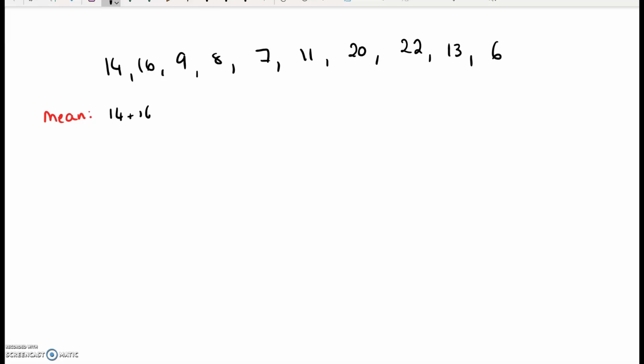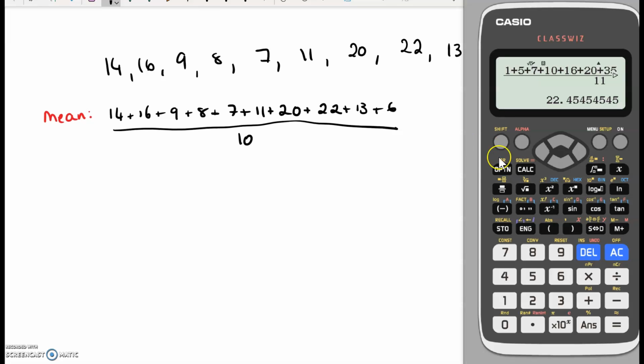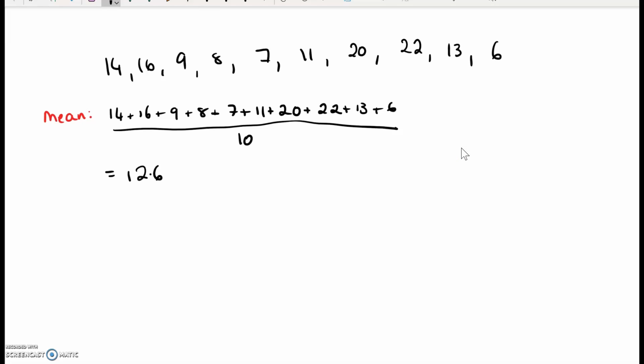So we've got 14 plus 16 plus 9 plus 8 plus 7 plus 11 plus 20 plus 22 plus 13 plus 6. Now all together there is 1, 2, 3, 4, 5, 6, 7, 8, 9, 10 numbers. So we've got 10 values all together. And again, we're going to put this in. Okay, and we get 12.6 as our mean.